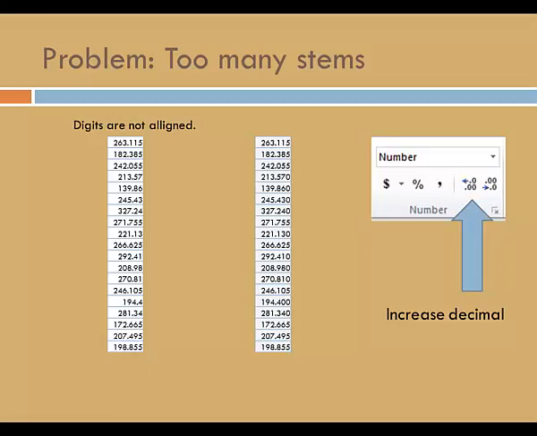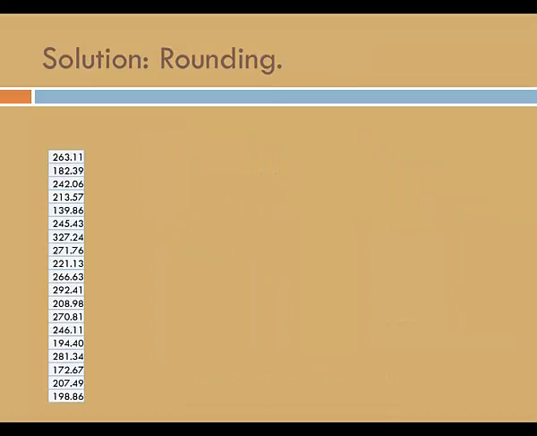If I separate off the rightmost digit from each number, I'll end up with stems that range from 139.86 to 327.24. If I make a list of all the numbers between 139.86 and 327.24, I'm going to end up with a long list. The solution here is rounding.